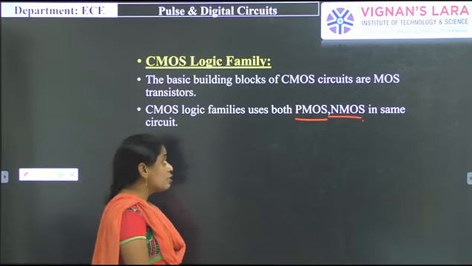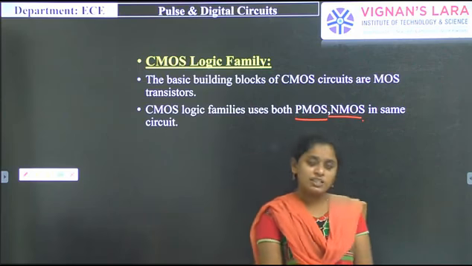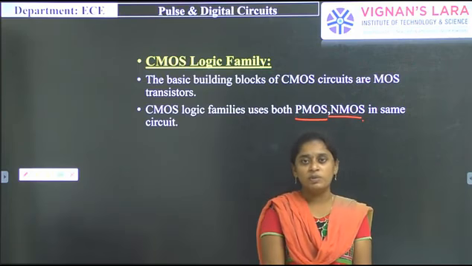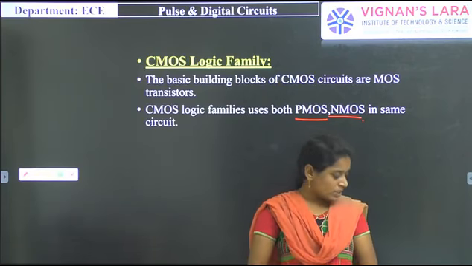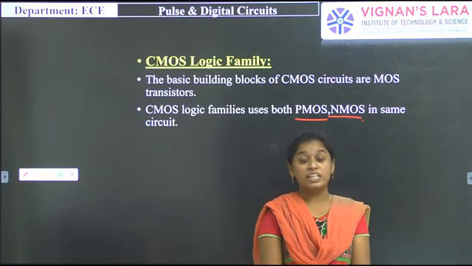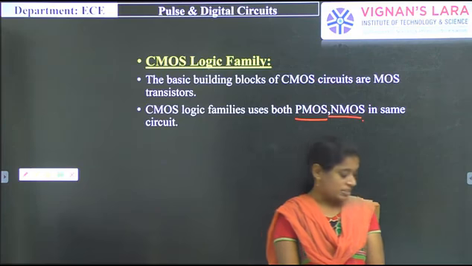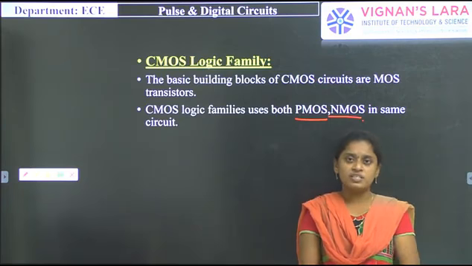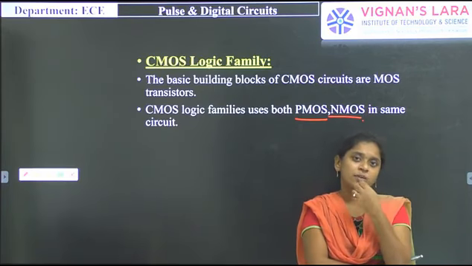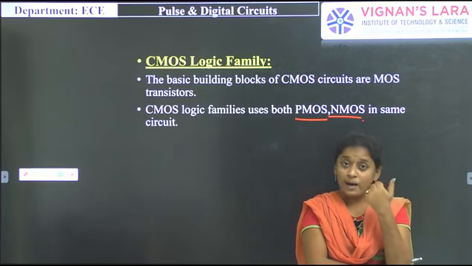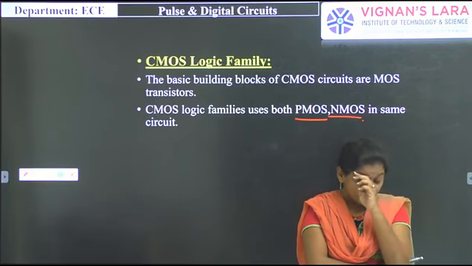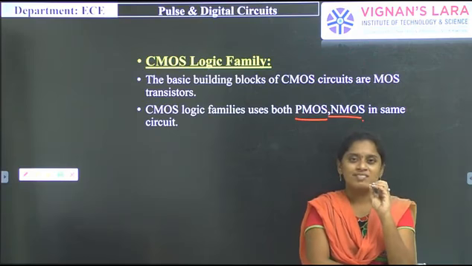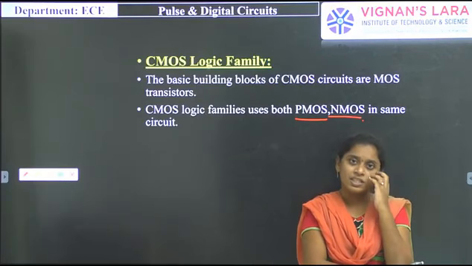Coming to the advantages of this CMOS logic family: it is faster compared to the bipolar logic. Compared to the BJT logic, this logic family will be very fast. Another important thing is that it is simple to fabricate, and it consumes less power. So faster operation can be performed compared with the BJT logic family, power consumption will be less, it is easy to fabricate, and the noise margin it provides is better.